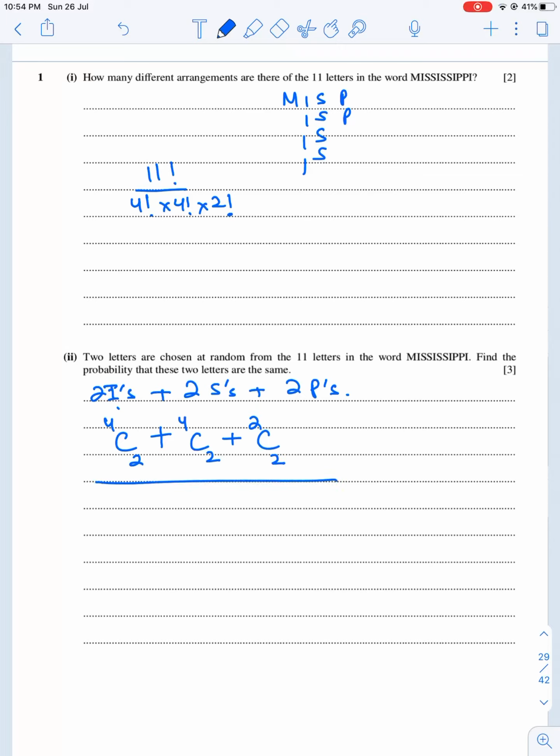Divided by the total number of possibilities, or the total number of all possible outcomes. If you're choosing 2 letters out of the 11 letters, okay, so 11 means if you're choosing 2 letters, it will be 11C2 for this part.